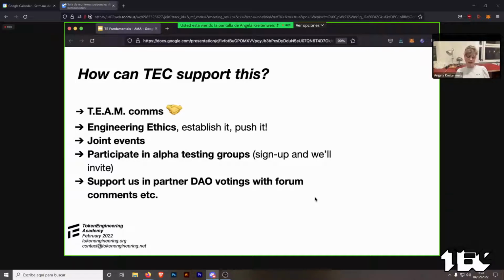And I know that TE Commons has been an inspiration to so many people in the DAO space when it comes to building a culture and building a safe and vibrant and inspirational space for people to come in and work on token economies. Joint events together with TE Commons, participating in the alpha testing group, a warm invitation for everybody in TE Commons to participate here and help us make this course the best we can have, and support us, of course, in partner DAO votings with Forum Commons, with your experience on TE Fundamentals.